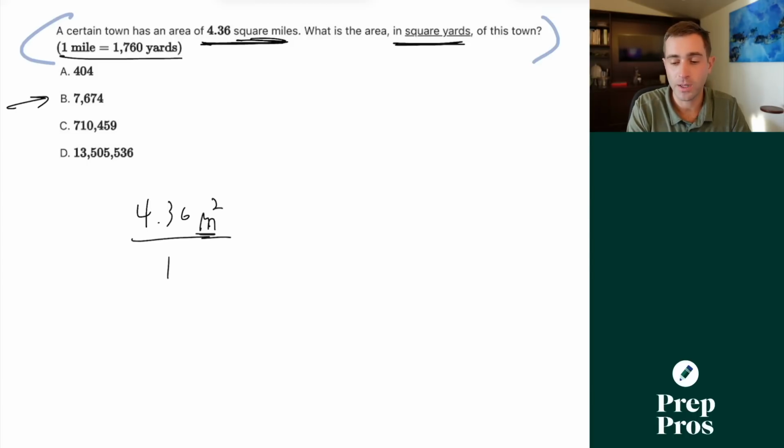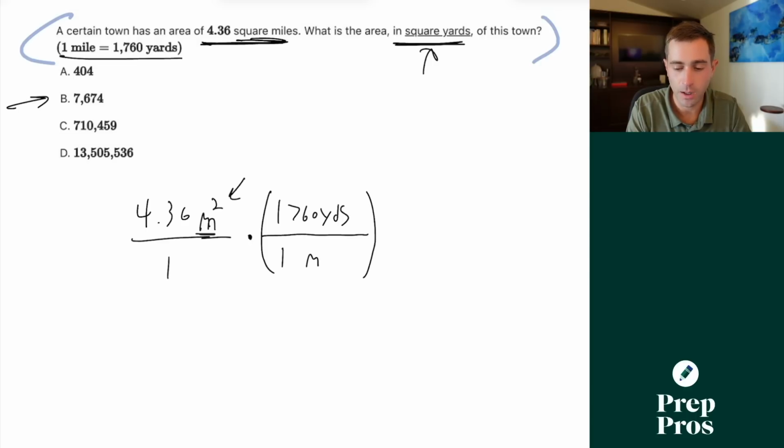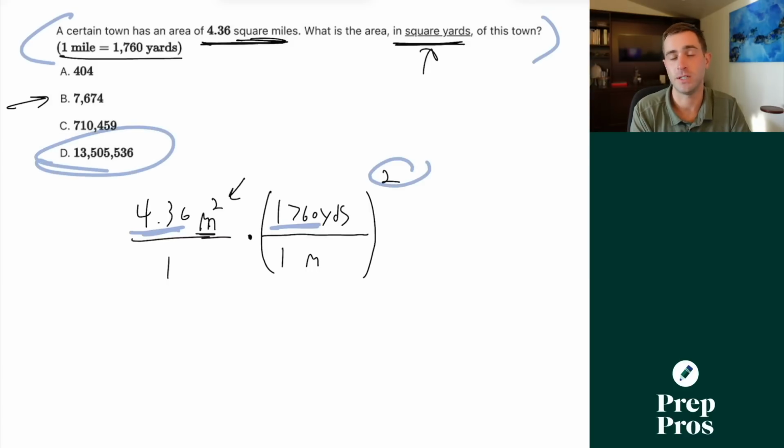So we have 4.36 m, which is just miles, and it's squared miles. If we want to convert it to square yards, what we cannot do is simply use our conversion factor of 1,760 yards over 1 mile. This is squared, so we need to square our conversion factor. Instead of simply 4.36 times 1,760, we're doing 4.36 times 1,760 squared, and that will give us our correct answer of D.